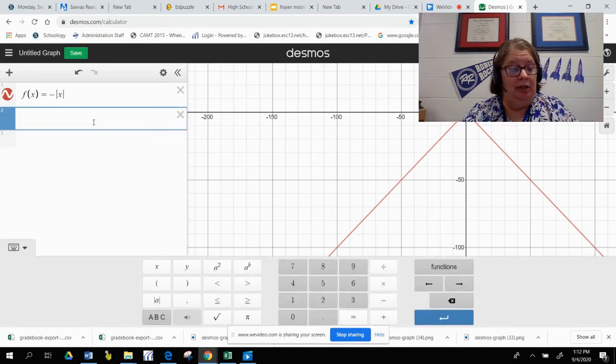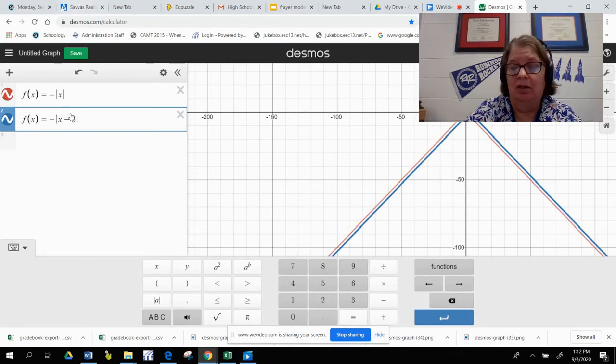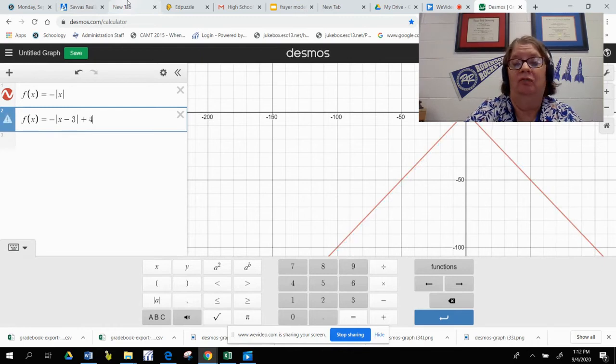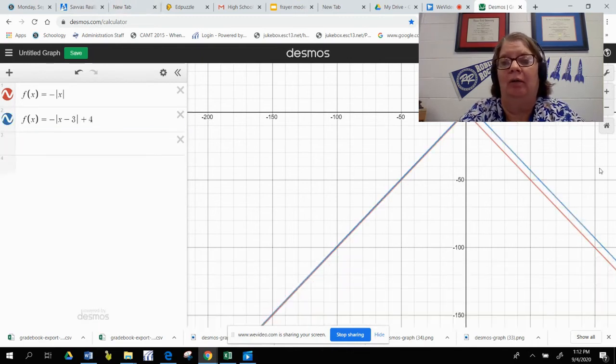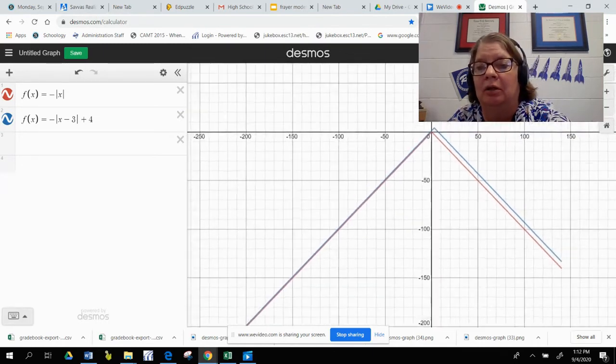So then, can we put in our other transformations? F of x equals negative absolute value of x minus 3 plus 4. Okay, do you see this window has gotten way wonky here? Look, we've got 20 and 50 and, okay.